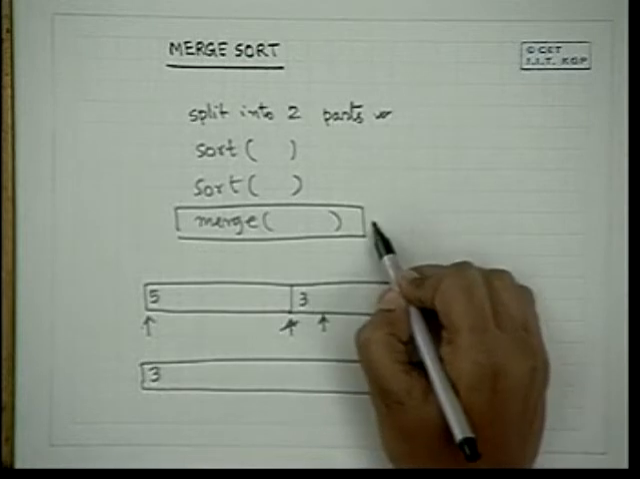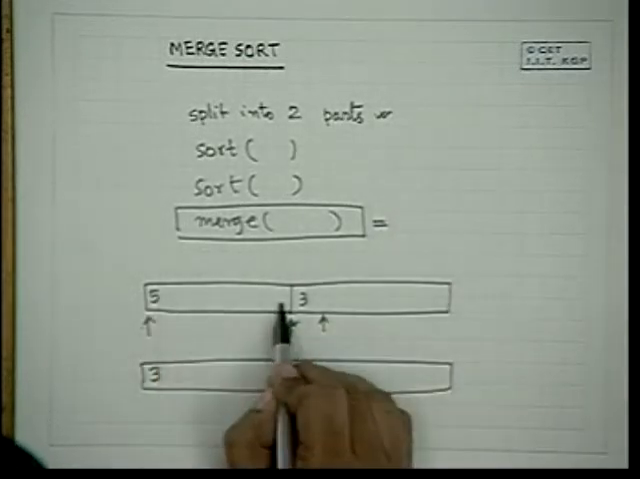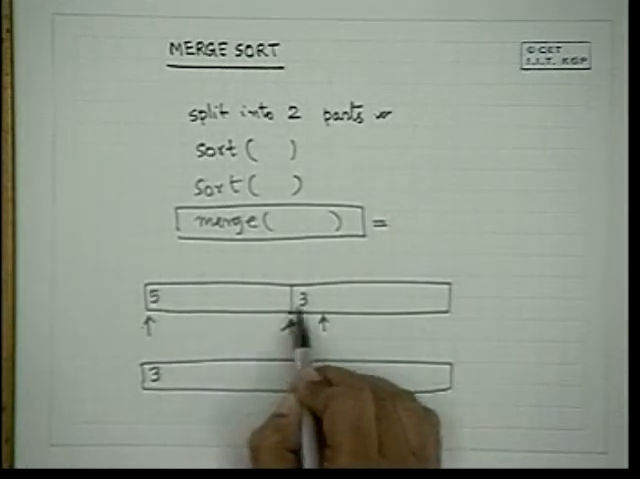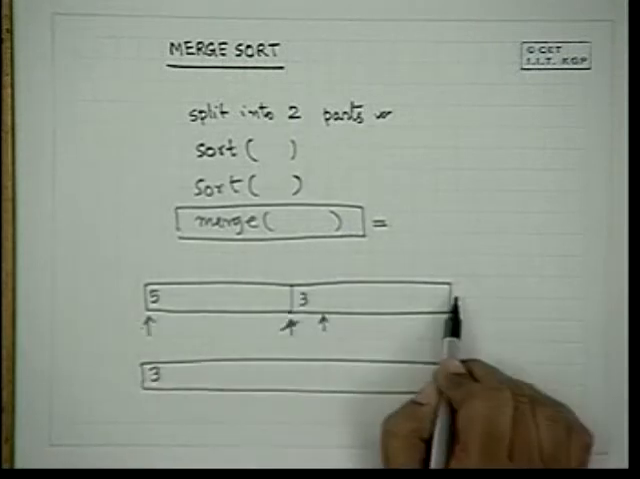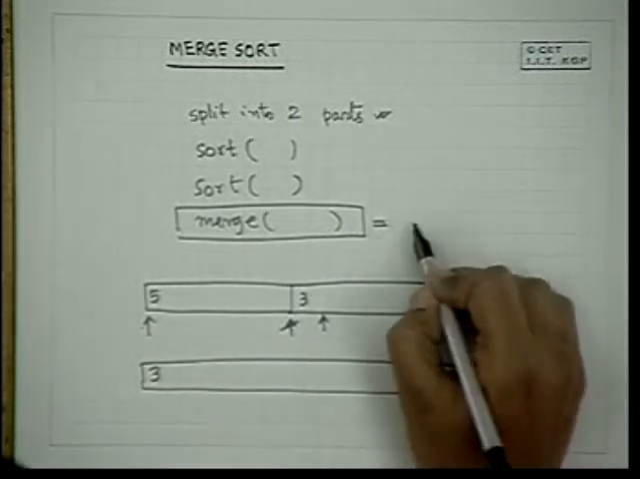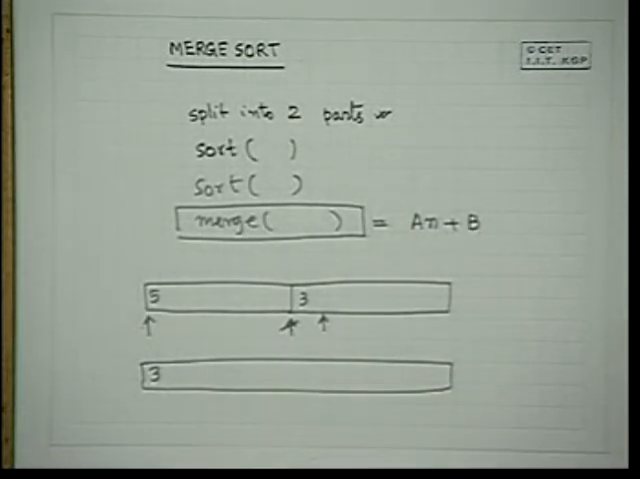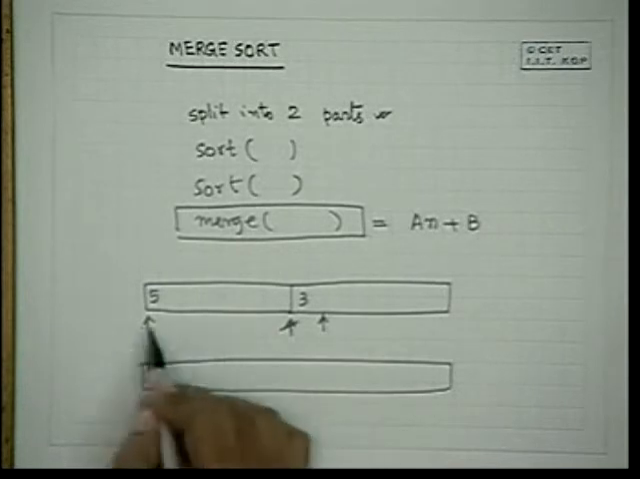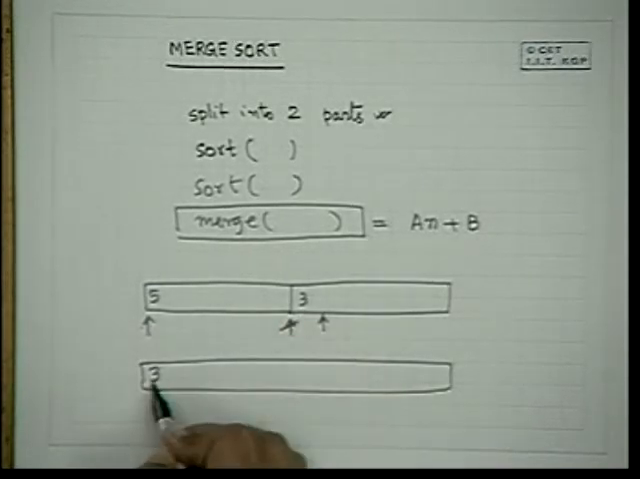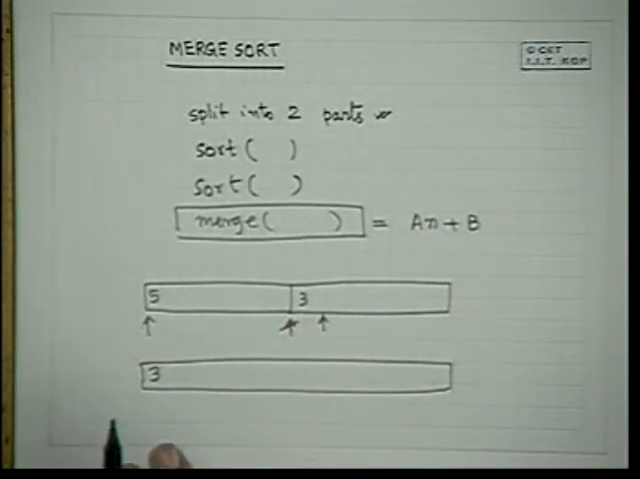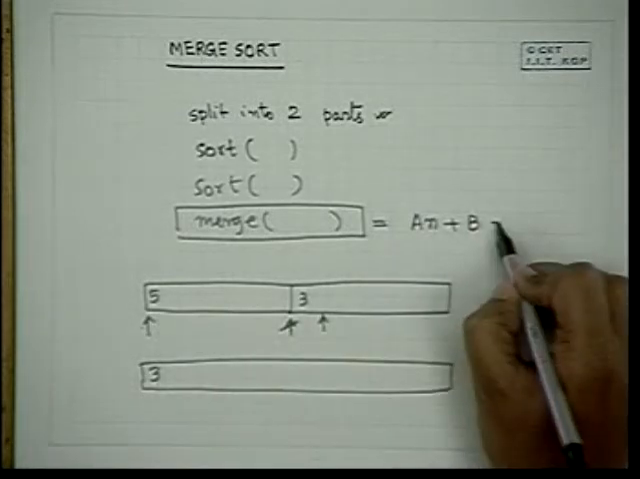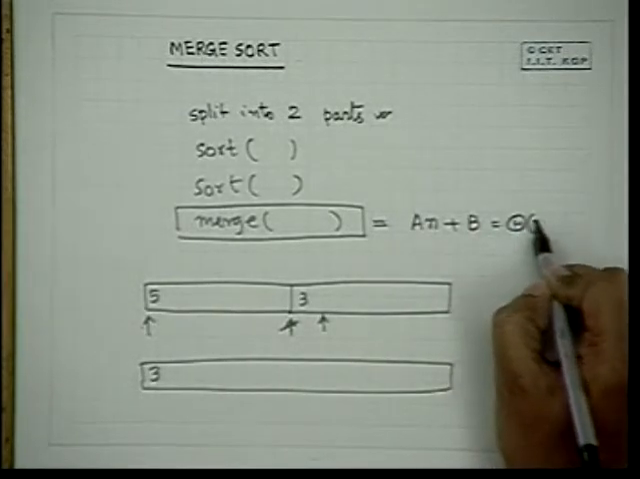So for merging m1 plus m2 numbers, a total of n numbers, my complexity will be no more than this, because I do not have to do more than n comparisons and more than n such assignments here. That's all I have to do. So merging of n elements is order n time.